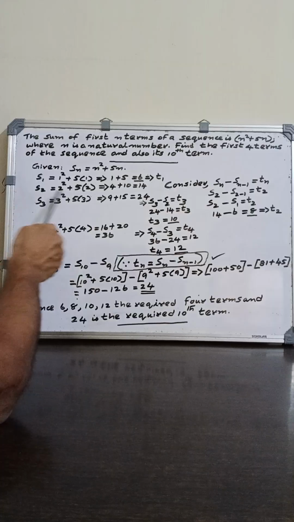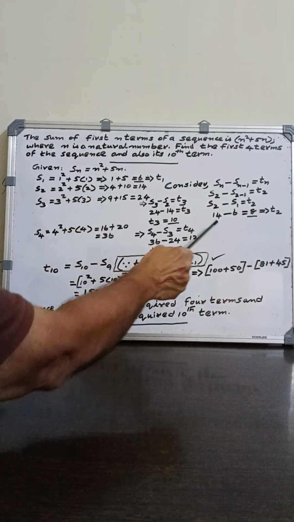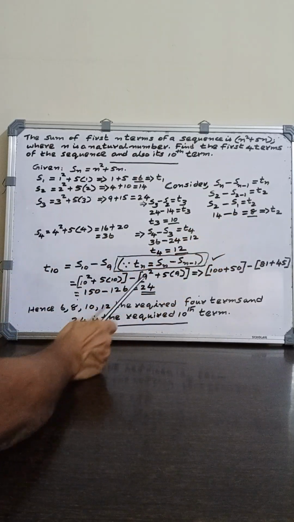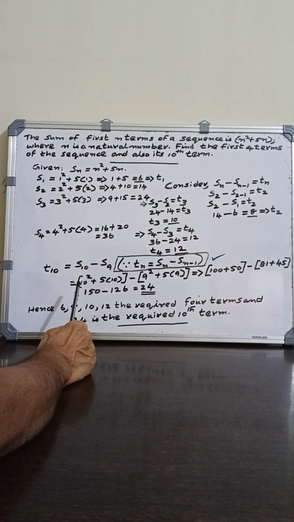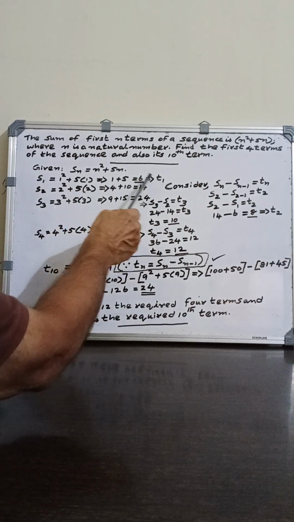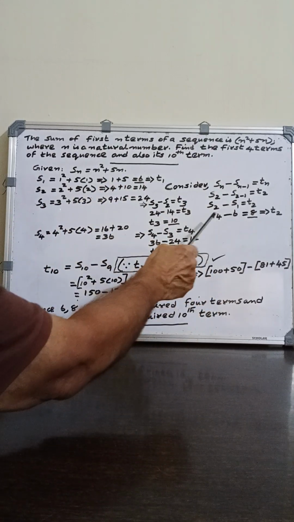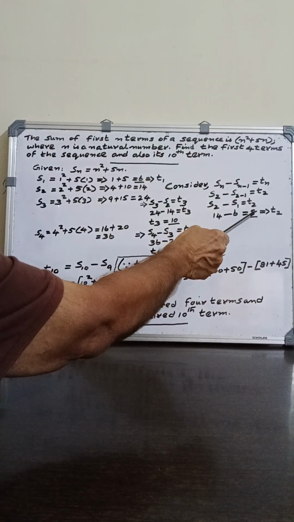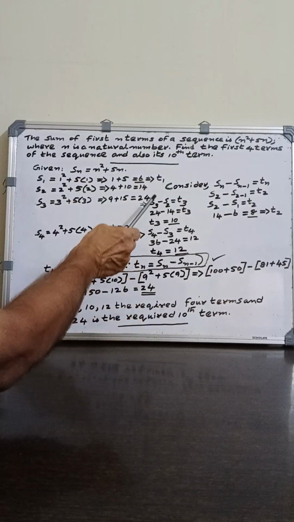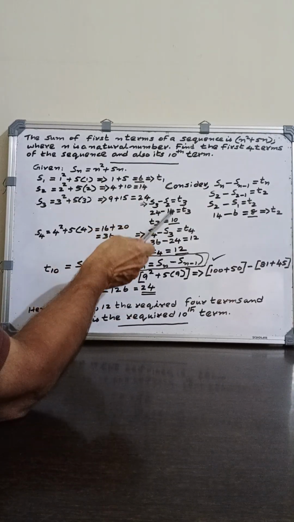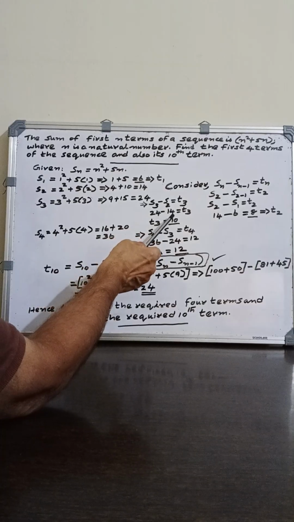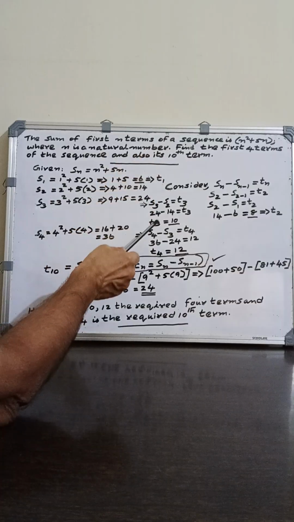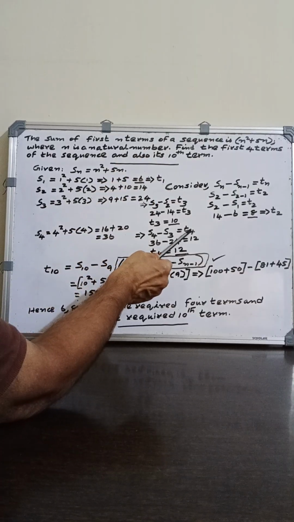That is, S2 is 14, S1 equals 6. 14 minus 6 equals 8 equals T2. That is, S1 equals first term, T1. S2 minus T1 equals 8. Therefore, we get T2 as 8. S3 minus S2 gives T3. That is 24 minus 14 equals T3. That is T3 equals 10. S4 minus S3 equals T4.